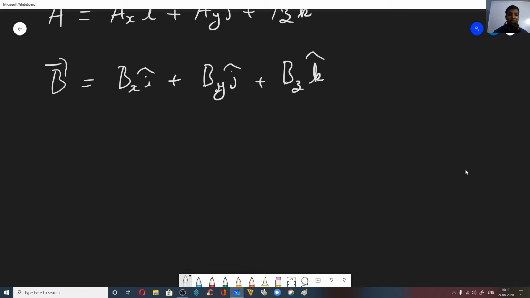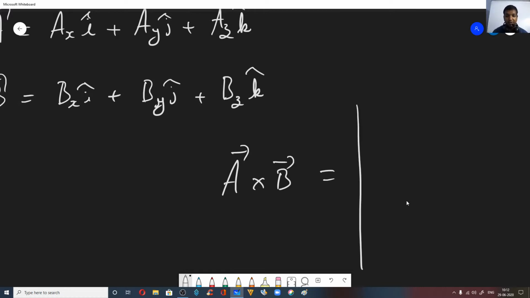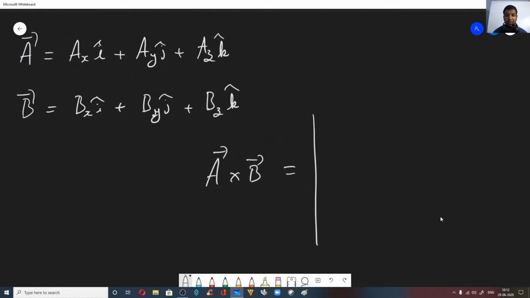Now what we will do here is A cross B. A cross B can be easily determined by taking something like this. You will actually learn this in mathematics. We'll call it the determinant, the determinant of a matrix. Fine, if you don't know it, it's no problem.